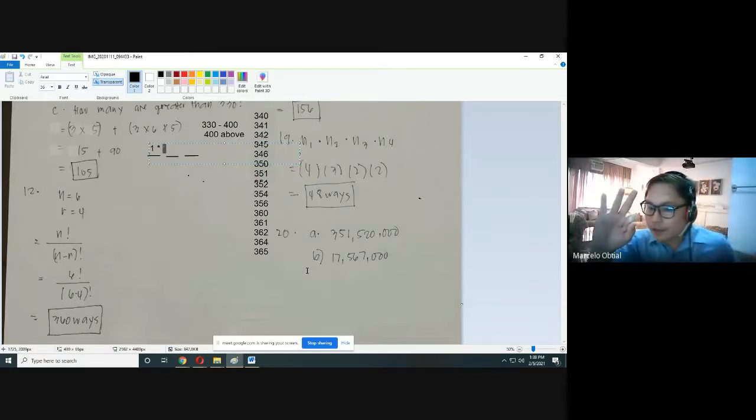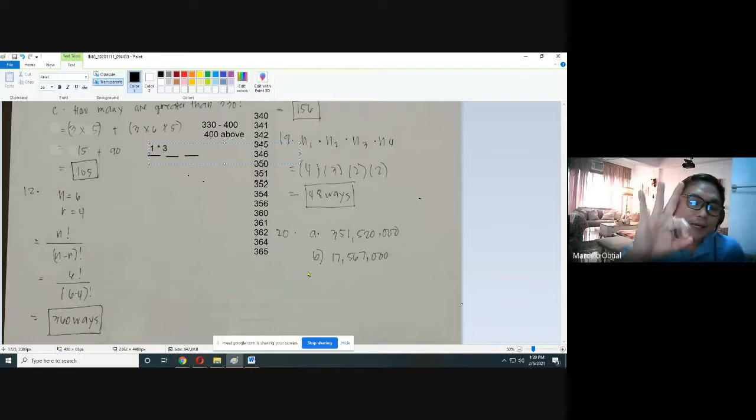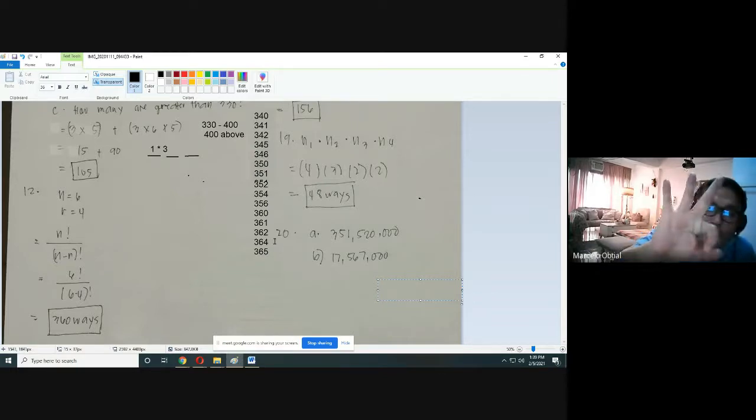Agree, class? Disagree or agree? There are only 3 objects here, so I will put 3. I'm not talking about the digit 3. I'm talking about the 3 objects or numbers. We're talking about 4, 5, and 6. There are 3 objects or numbers that you can put on the second digit.